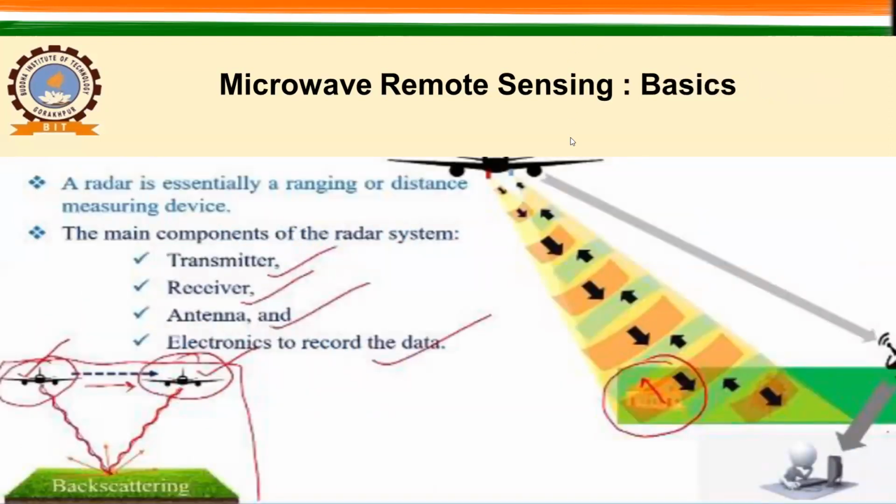Now here we have to understand what the different components of microwave remote sensing are. The main components of a radar system are the transmitter, then the receiver, then the antenna, then the electronics, which record the received energy, right?